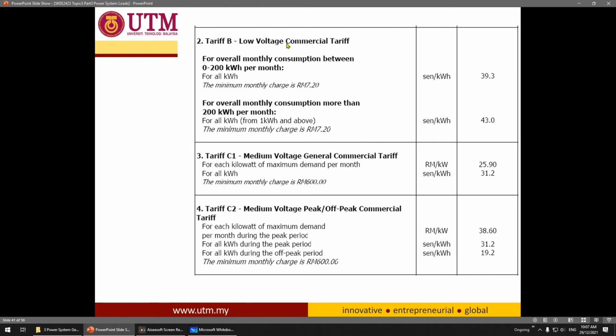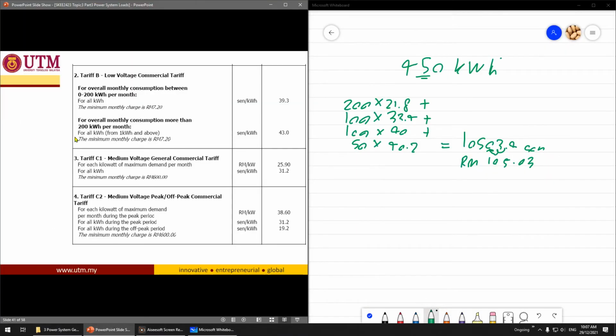How about tariff B? This is low voltage commercial. So for overall consumption between 0 to 200, it is charged 39.3. The minimum is 7 ringgit and 20 cents. So this is the first 200, and then if more than 200, it costs this one. So this is for tariff B, and then this is for tariff C, medium voltage general commercial use. So for this one, each kilowatt of, maybe I show you an example here.